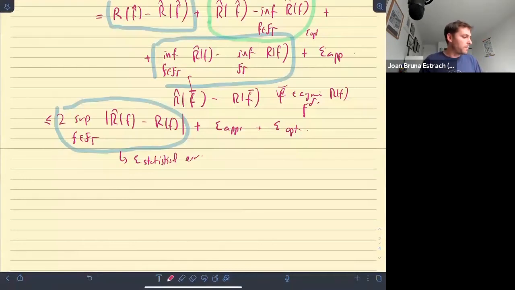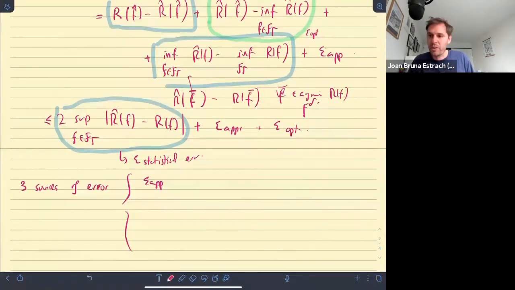Okay, so what are we staring at here, right? We have basically now three terms, three sources of error. We have the approximation error, which we wrote as the difference between these two risks.